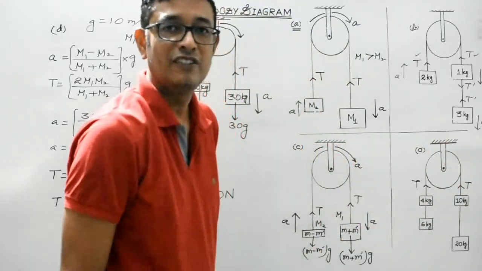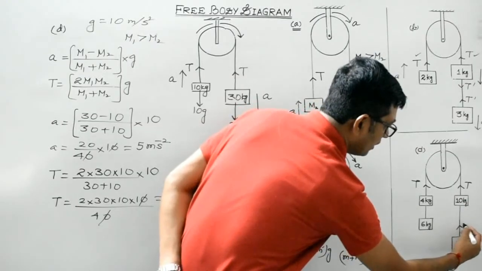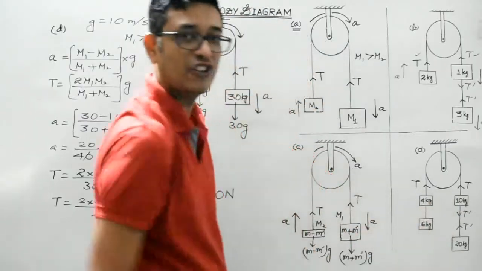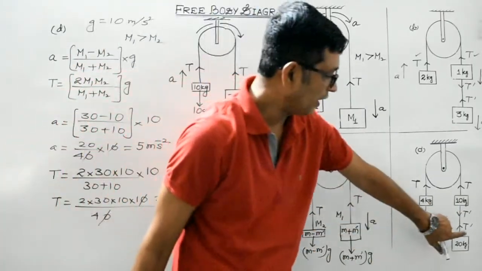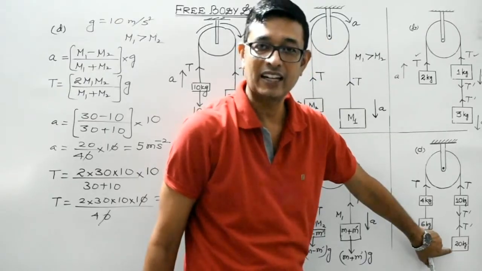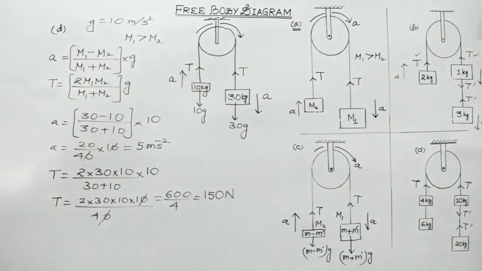Clear? Now suppose we need to calculate the tension in this string. It will be T dash and this will also be T dash. This forms an action-reaction pair. So in order to find out the tension T dash in this string, we have to draw the free body diagram of mass 20 kg. So let's try.